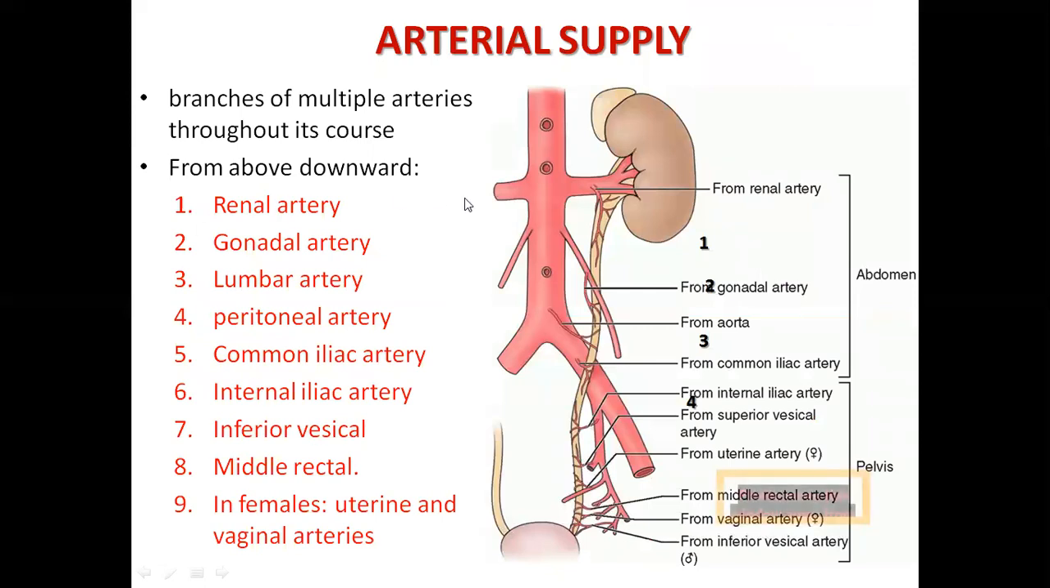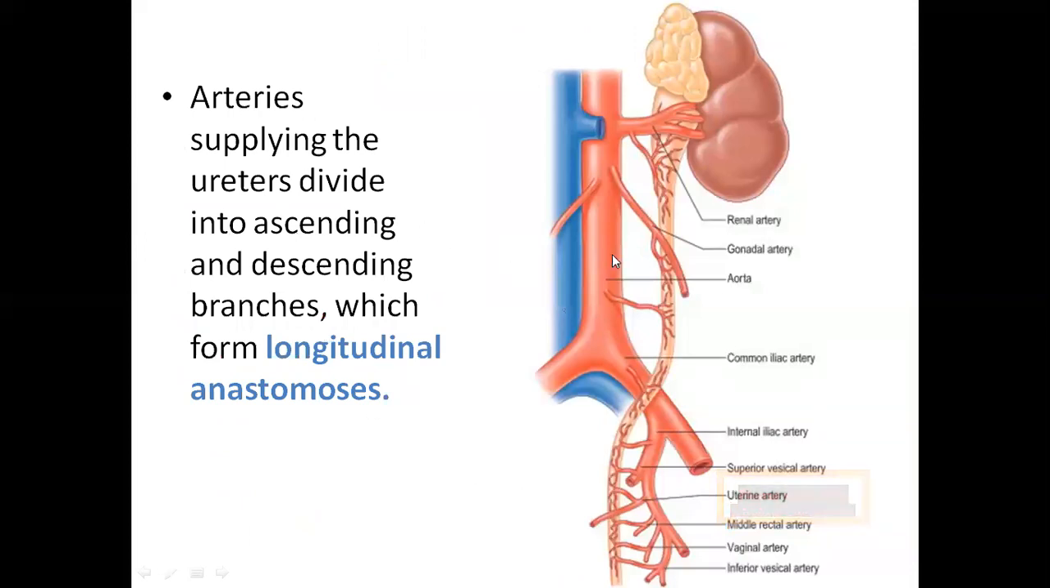Now coming to the blood supply of the ureters, the branches of multiple arteries throughout its course. From above downwards, we have so many arteries supplying the ureters. From above, you see the renal artery, the gonadal artery, the lumbar artery, peritoneal artery, common iliac artery, internal iliac, inferior vesical, middle rectal, and in females, uterine and vaginal arteries. Now, arteries supplying the ureters divide into ascending and descending branches which form a longitudinal anastomosis.